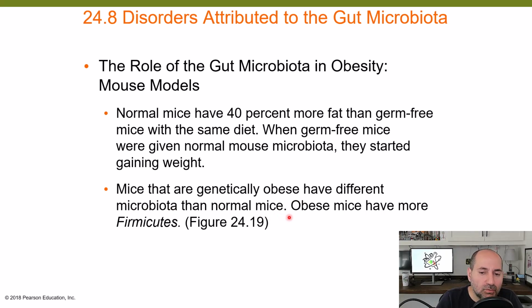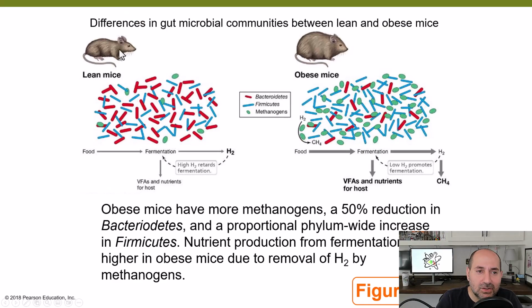And what they noticed was that obese mice tend to have more of the gram-positive phylum Firmicutes. Here you can see on the left a lean mouse, and this represents the gut microbiome of the lean mouse. Notice that the lean mouse has larger amounts of Bacteroidetes than it does Firmicutes, Firmicutes being the blue rods and the Bacteroidetes being the red rods. In an obese mouse on the right, notice that these mice have larger numbers of Firmicutes.